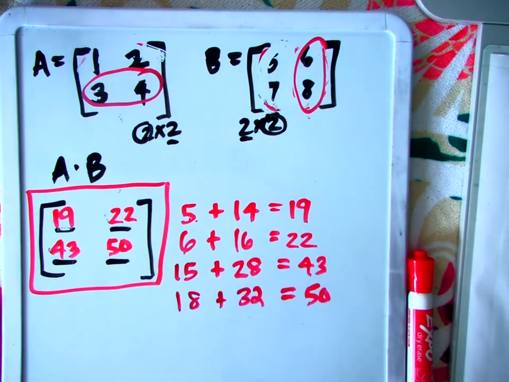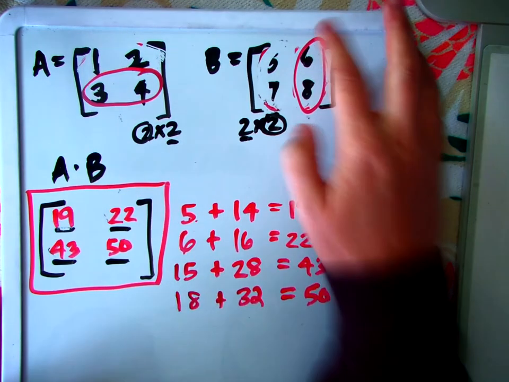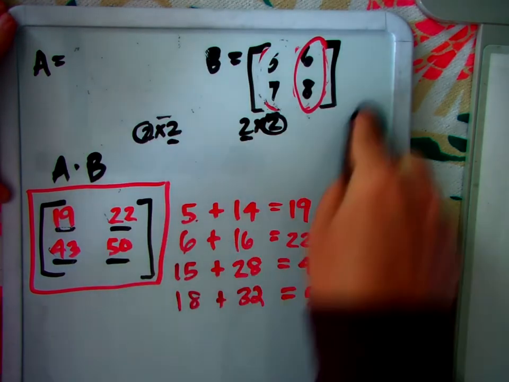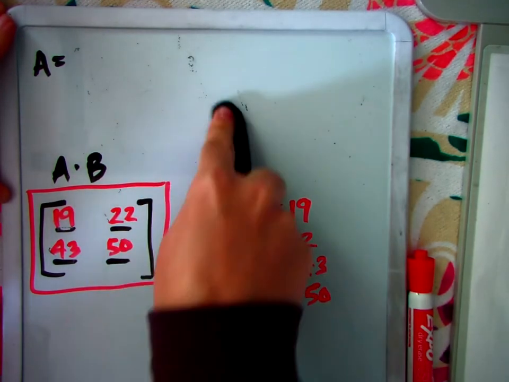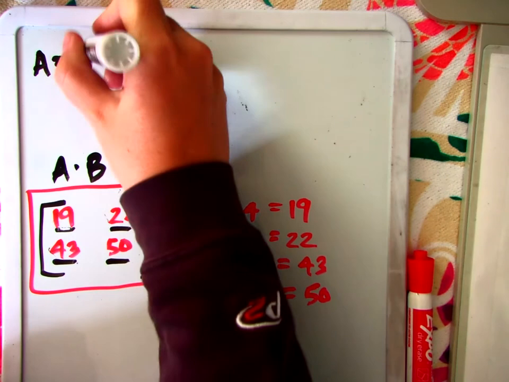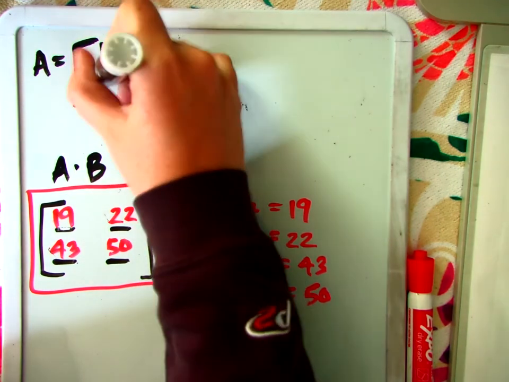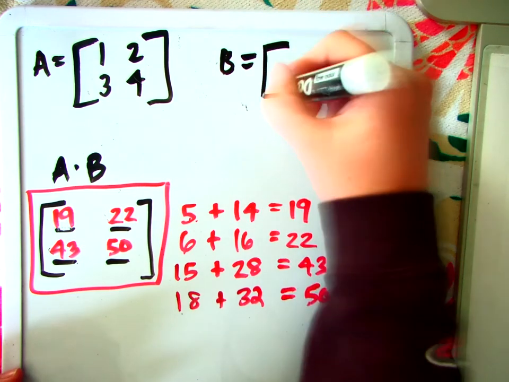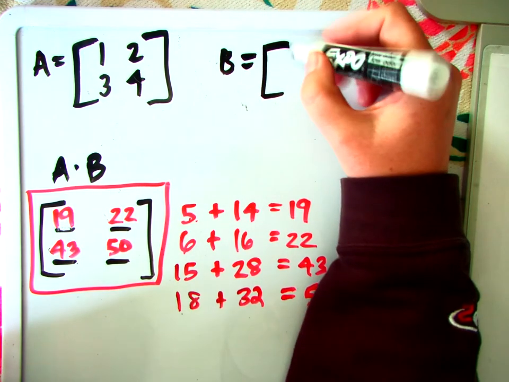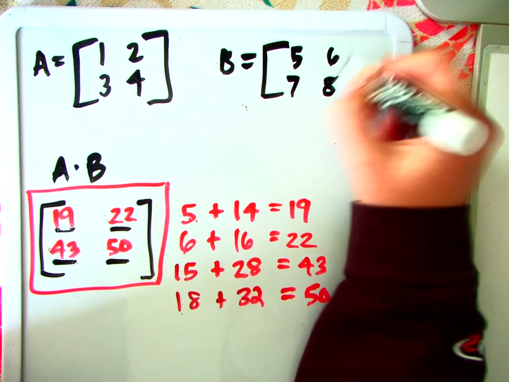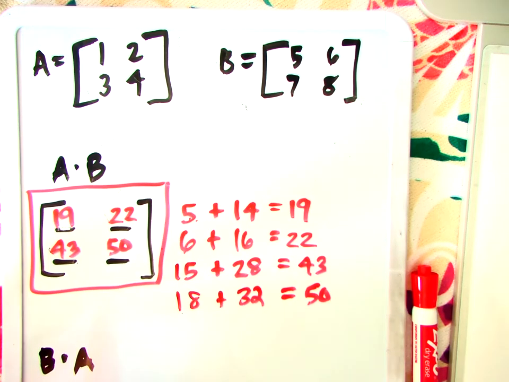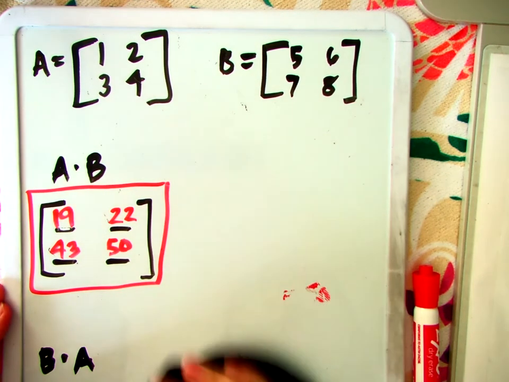Now, what I want to talk about is I'm still going to use matrix A and B up here, but now I'm just going to rewrite them for us. But now I'm going to find a different product. What if, instead of finding A times B, I did B times A? Would we get the same answer? So is matrix multiplication commutative? So let's try B times A. And then we'll come back to this up here to see if we got the same answer.